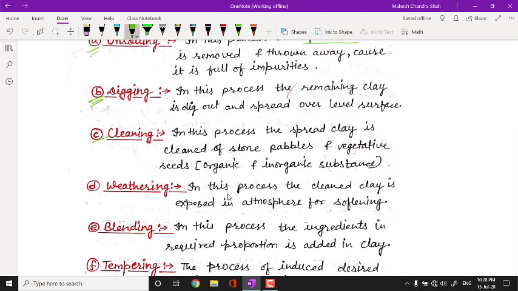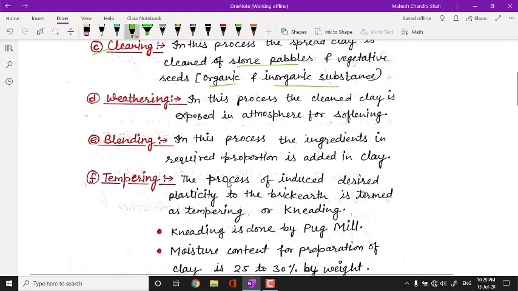Third step in the preparation includes cleaning. In this process the spread clay is cleaned and the stone pebbles and vegetative seeds or organic and inorganic substances are removed from the clay to create homogeneity. The fourth step is weathering. In this process the clean dry clay is exposed in atmosphere for softening. So all the clay should be of uniform texture.